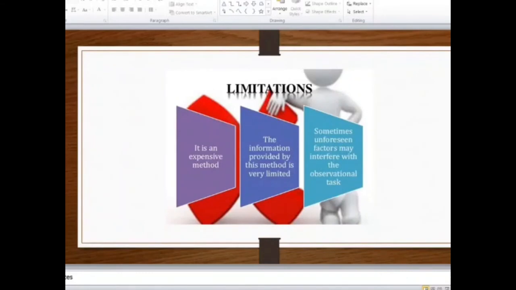It has some limitations also. The first limitation is it is an expensive method. The information provided by this method is very limited, because while observing we can get only a little information. Another limitation is that sometimes unforeseen factors may also interfere while the observation task is going on. So these are the limitations of observation.